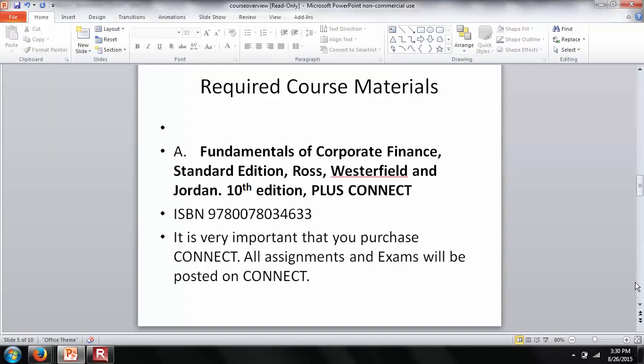So what are the requirements for the course? You want to make sure you buy the textbook, and the textbook is Fundamentals of Corporate Finance, Standard Edition, Ross, Westerfield and Jordan, 10th edition. You also want to make sure you buy the Connect. And it's very important that you purchase Connect. All assignments and exams will be posted on Connect. So clearly, without that, it's very difficult to continue with the course. And usually, they give you a grace period, I think, of 2 weeks. So let's say you want to register for Connect now. I think up to 2 weeks, you can use Connect without making any payments. So please make sure you start working on the assignments right from week 1.